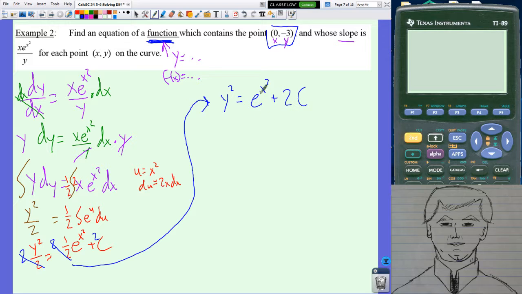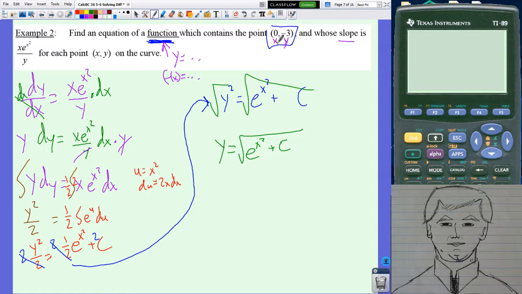Okay, and then I want to isolate the y. The neat thing is, 2c is 2 times c, and both are just constants, so you don't really need to keep the 2, because it's just a constant at this point. So we want to square root both sides. I'm going to say y equals the square root of e to the x squared plus c. You keep it underneath here. Okay, so here's my general solution.